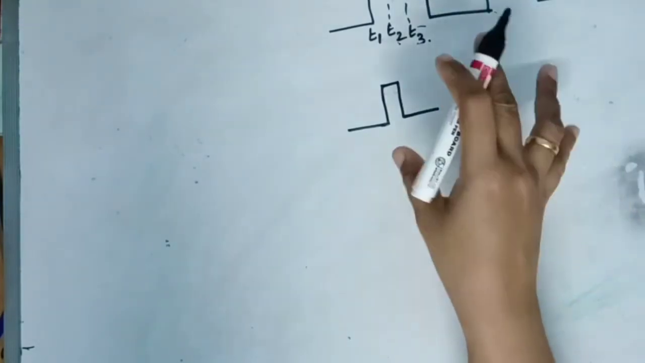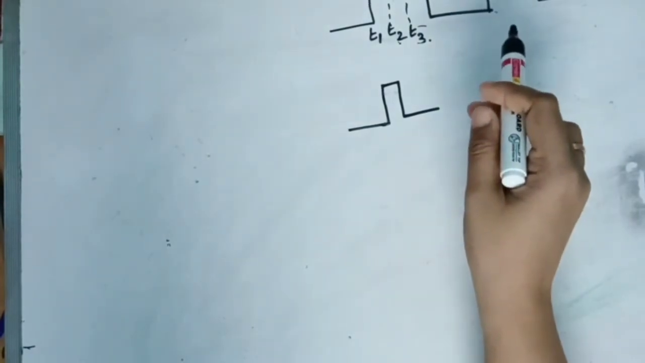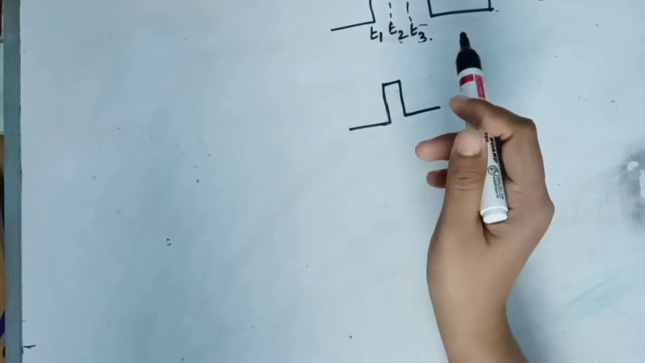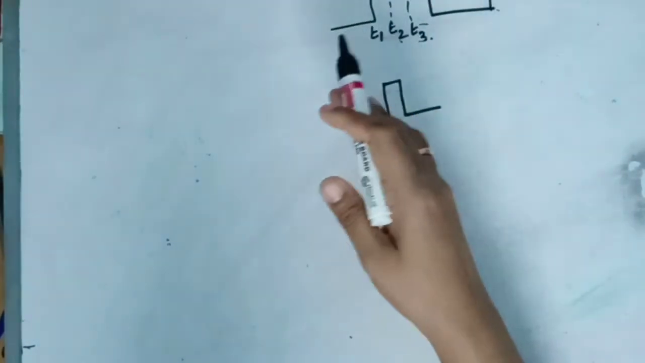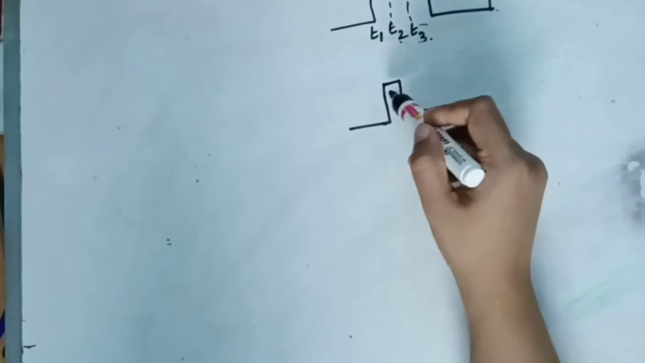But that's not possible, because already the clock is quite low. You cannot reduce it further, because in some circuits you won't get the correct output if you reduce the clock width any further. So reducing the clock width is not possible.